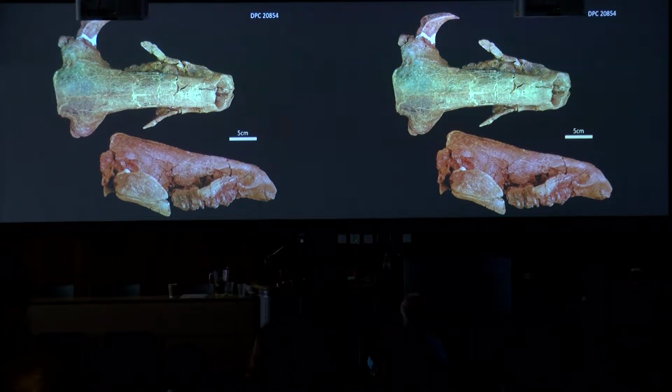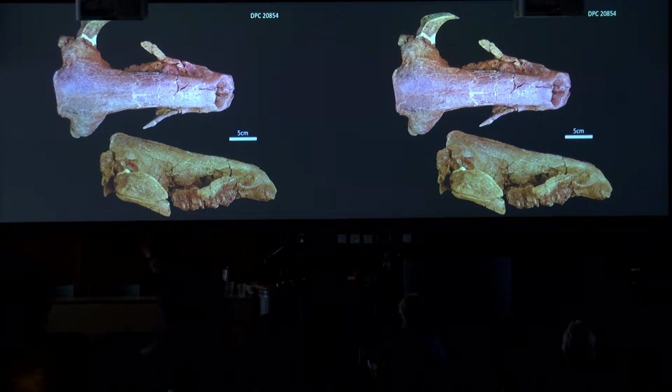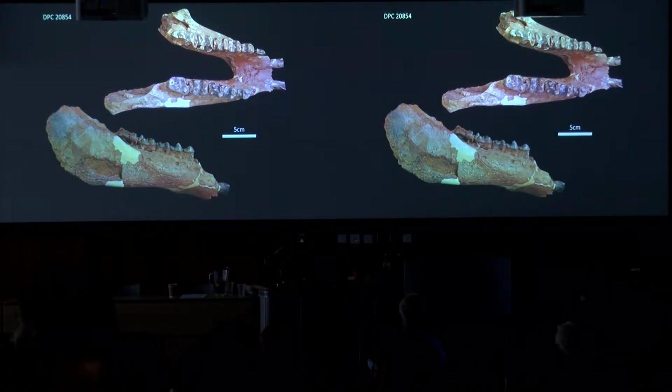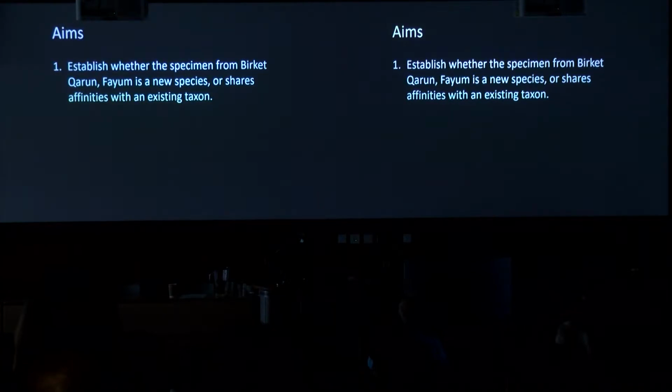But what I really want to talk to you about today is this new material. You can see a really nice skull that we have here. It's 3D and a particularly nice specimen. We also have an associated lower jaw, and this has almost complete lower dentition. So this really brings us to our first aim, and that's to establish whether this new material is a new species or whether it shares affinities with one of the species that's already been named for Moeritherium.